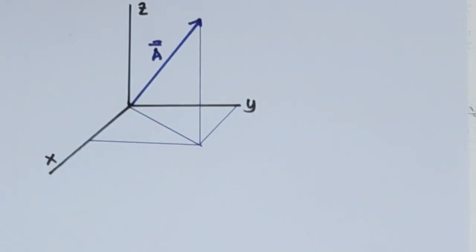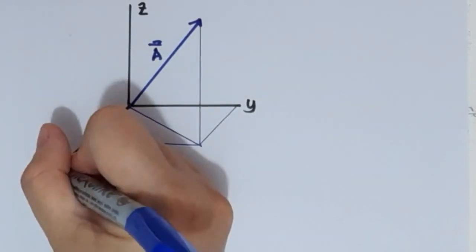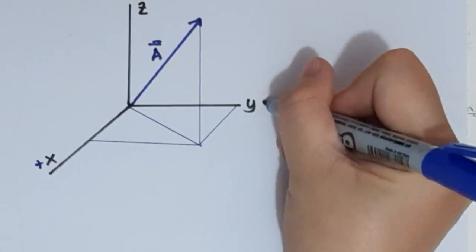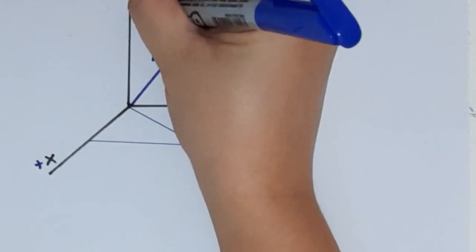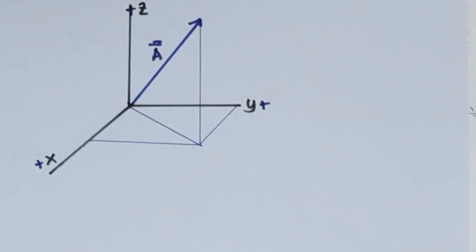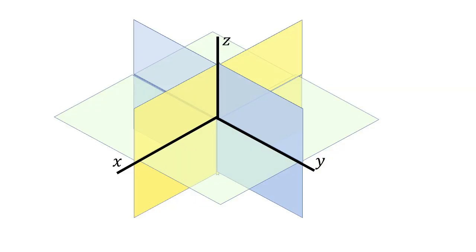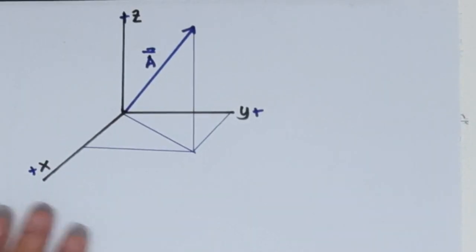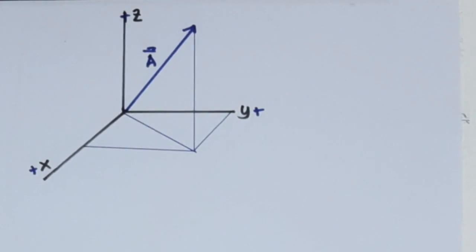So let's assume I have a vector A here, and it is lying along a positive x, positive y, and positive z-axis. Okay, so our vector is in a positive octant. We are dealing with eight octants, so we are in the octant of positive x, positive y, and positive z.